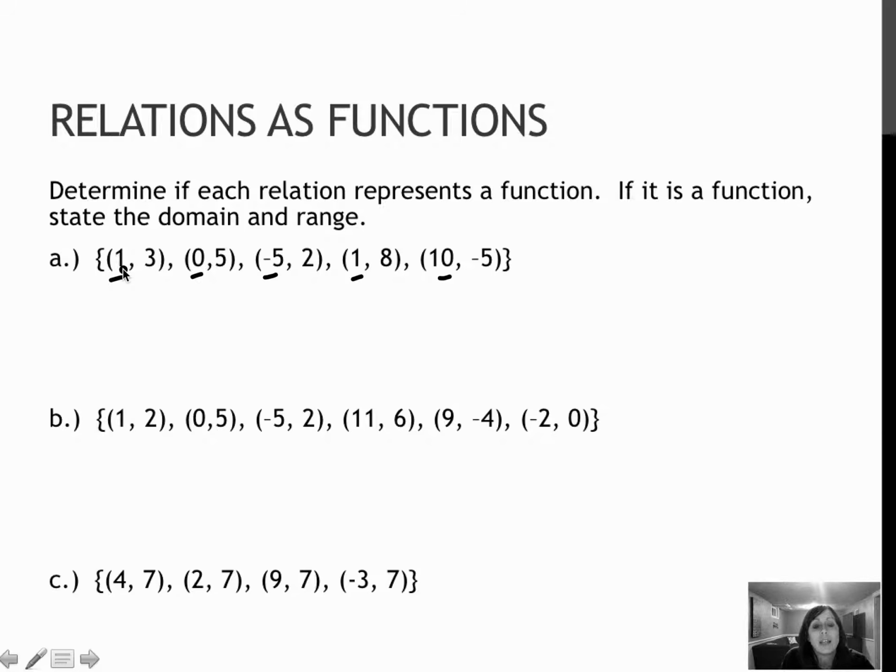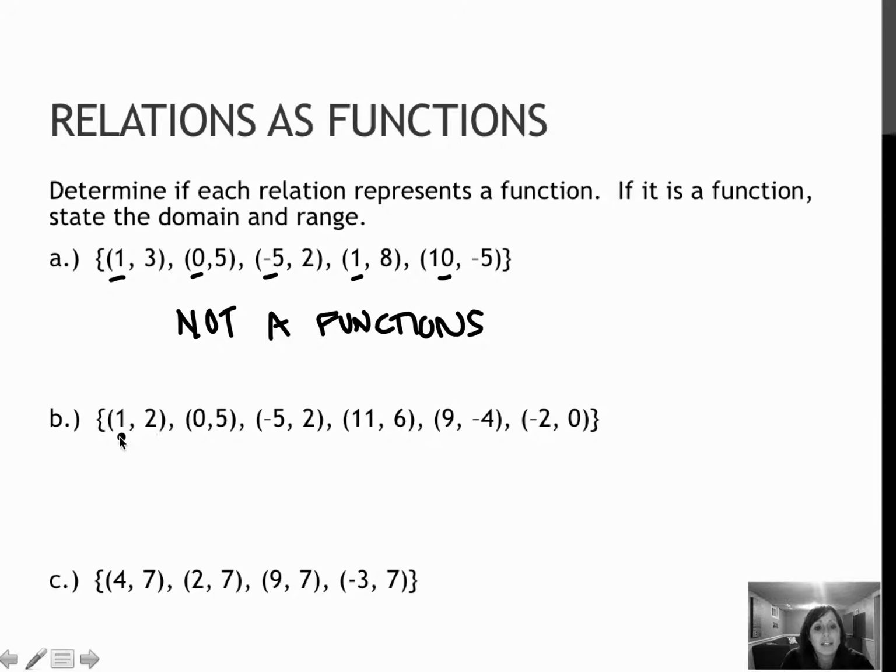Looking at this, I've got an x value of 1 here that corresponds to 3. And here I've got an x value that corresponds to 8. So 1 would map to 3 and 1 would also map to 8. And therefore this is not a function. We can't have an x value that goes to more than one y value. If it does, it's not a function.